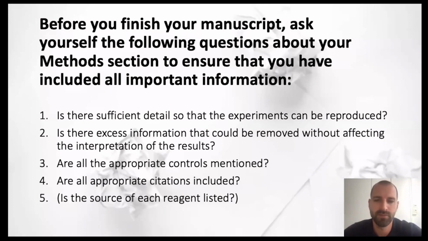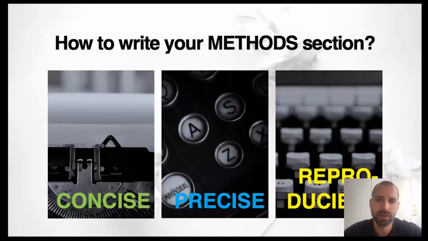Then for basic and translational research, again, please always mention the sources of your reagents and experimental equipment. So to be very short, on how to write your methods section: please be concise, precise, and make sure your research is reproducible.